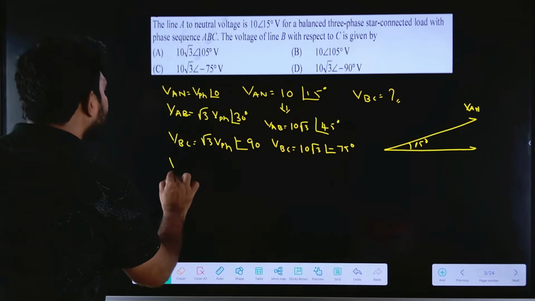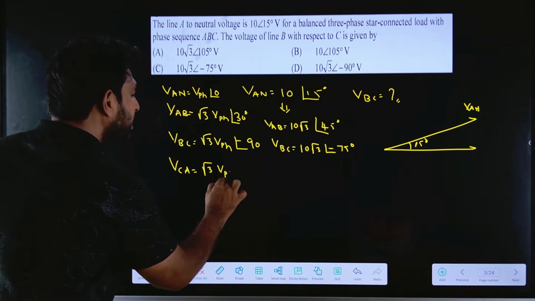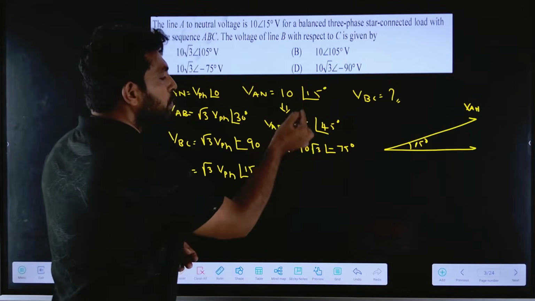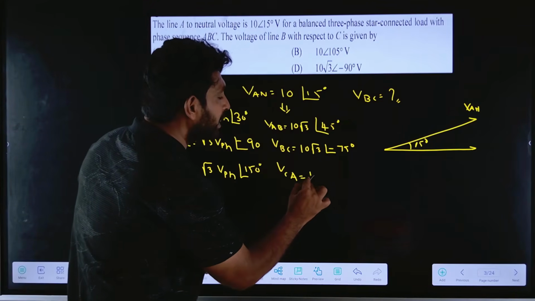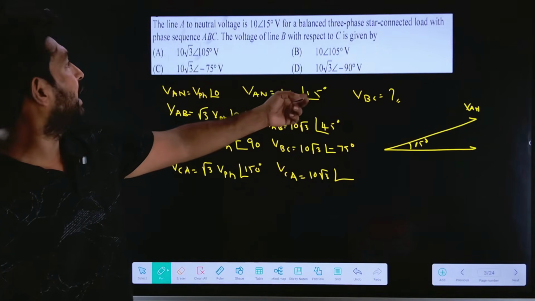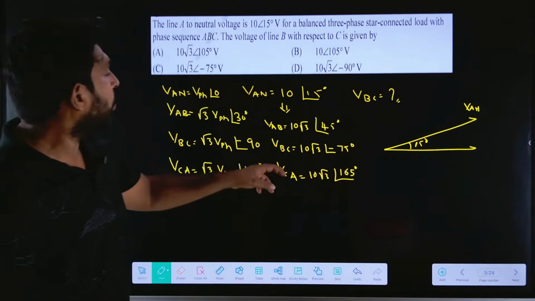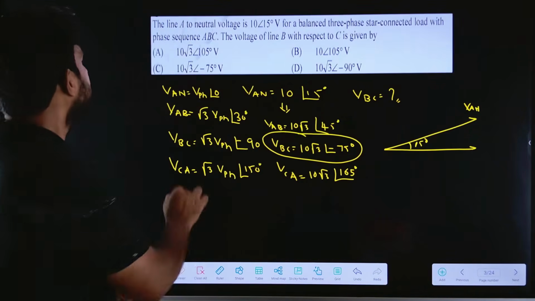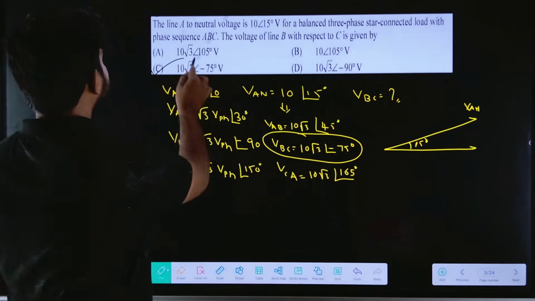If I want to find VCA, as we know, it is root 3 times V phase at 120 plus 30, that is 150 degrees. So VCA is 10 root 3 at an angle of 150 plus 15 degrees, so it is 165 degrees. Now the answer is 10 root 3 at an angle of minus 75 degrees. This is how you can find the different line voltages. So option C is the right option.